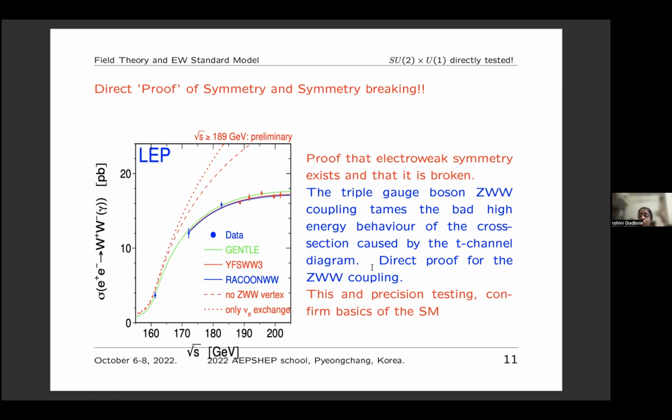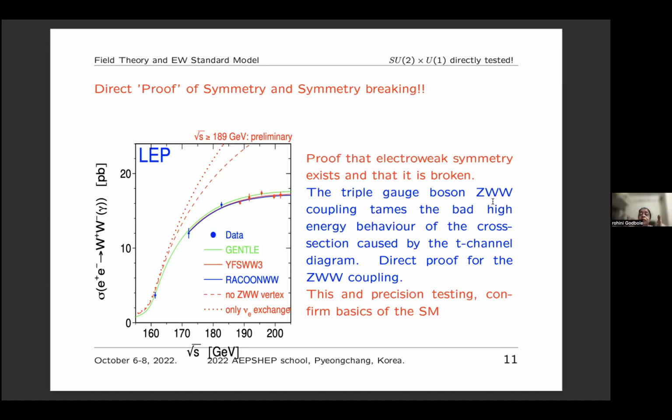So there are two things. One is that it's a direct proof for the ZWW coupling. I will, again, if time is left, comment on the early work which people had done way, way before in 1974 or 75, where they had actually shown this fact theoretically. So I'll come back to that later. But this is a beautiful demonstration of the existence of the ZWW coupling and confirming to us that it is exactly what the standard model needed.